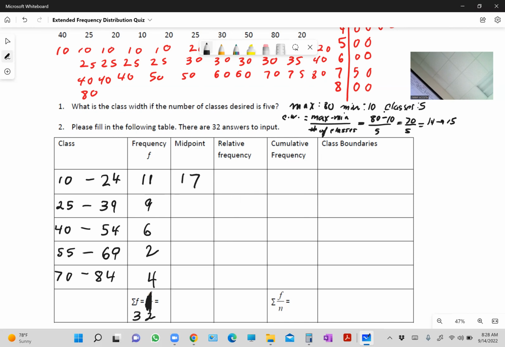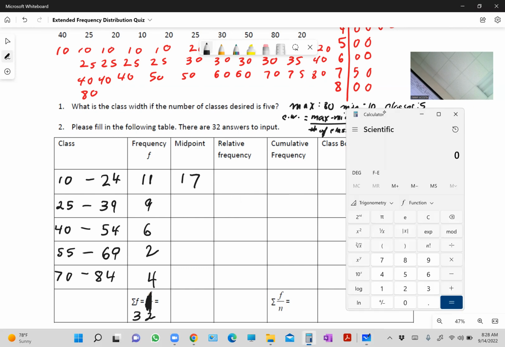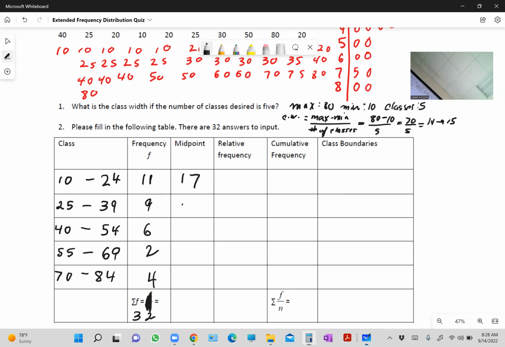Now, the next one, you can either just take 17 and add 15 to it, assuming you know that midpoint is correct. If you add 15 to it, you get 32, and that would be the next midpoint. Or if not, just take 25 plus 39 and divide it by 2. Well, that's going to be 9 plus 5 is 14, carry the 1, and that's going to be 64. And 64 divided by 2 is 32.